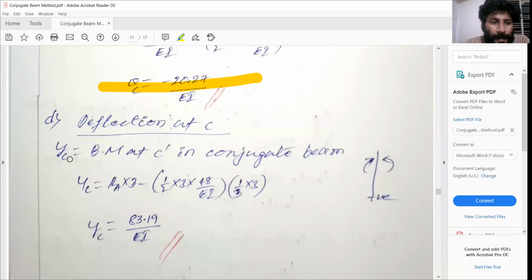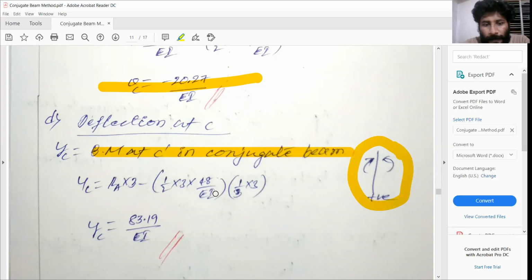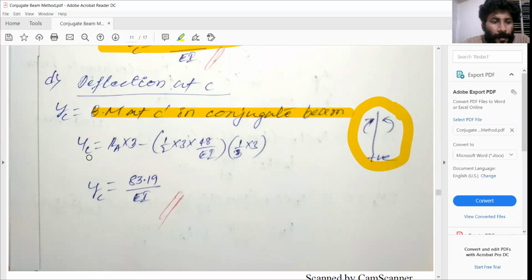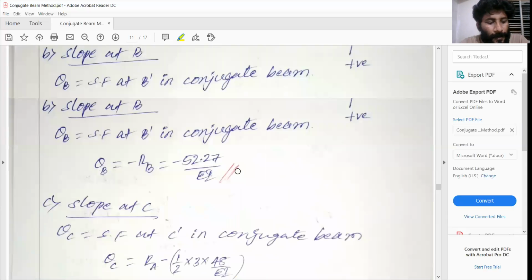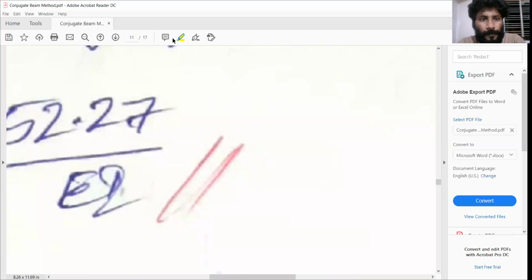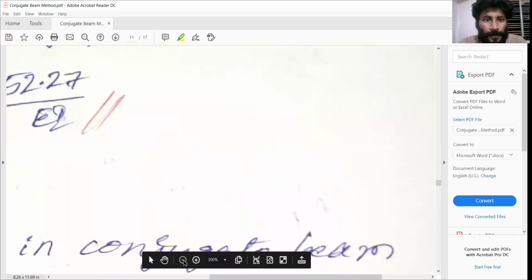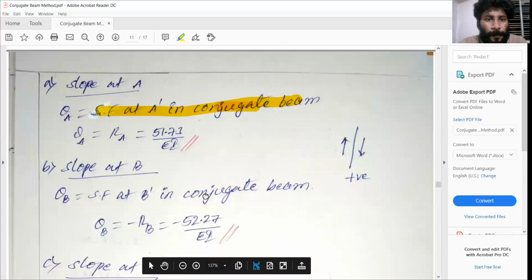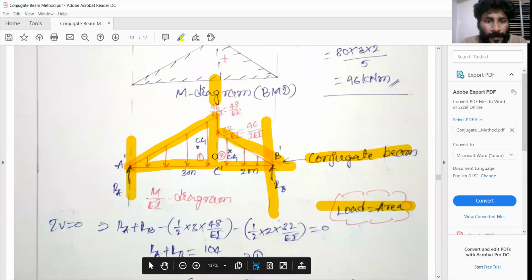So deflection at C, again, deflection we know that. If we want to find the deflection at any section in the real beam, that's equal to the bending moment in the corresponding section in the conjugate beam. So this we know, sign convention positive. And YC, deflection at C, is this one. Deflection at C exactly here.